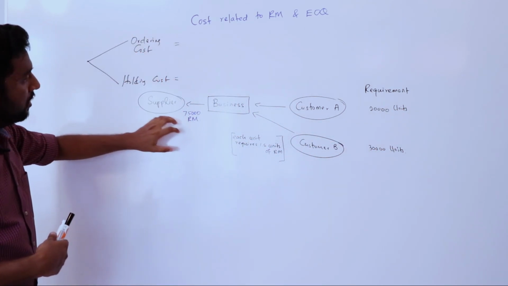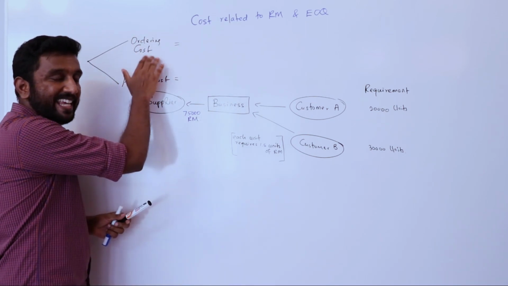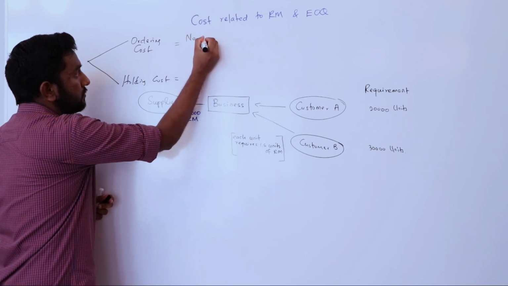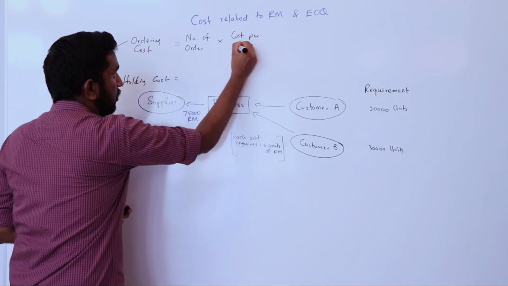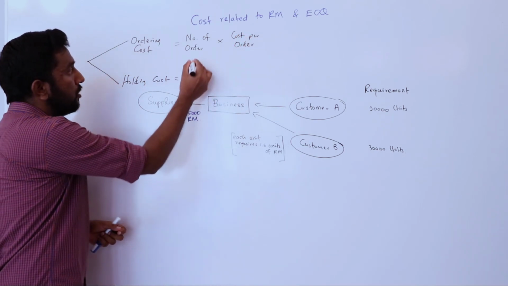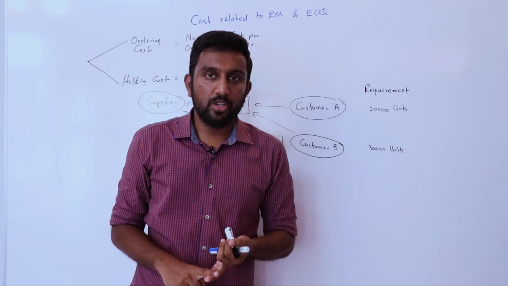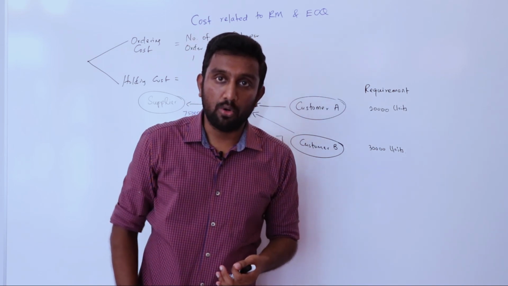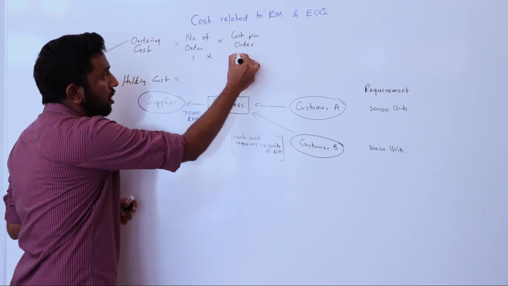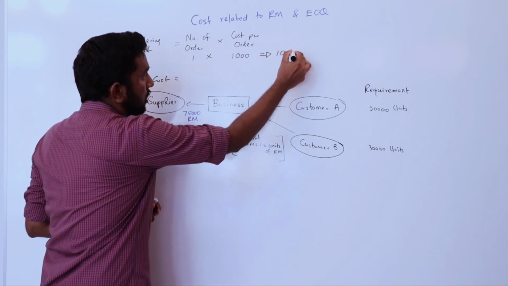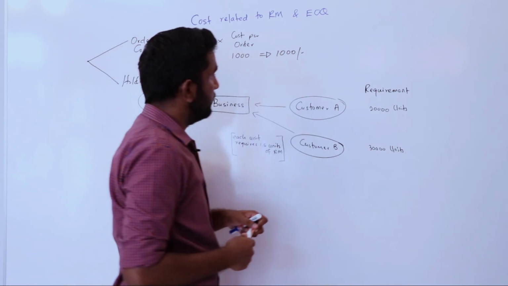So let's assume the supplier is sending 75,000 units. So ordering cost equals number of orders into cost per order. The number of orders is 1. Cost per order means the transportation cost, the communication cost, and all the costs related to the order. It is for the order, not for the quantity. So let's assume we have a cost of 1,000. The total ordering cost is 1,000 into 1, again 1,000.